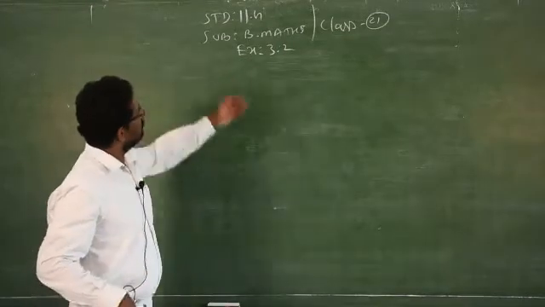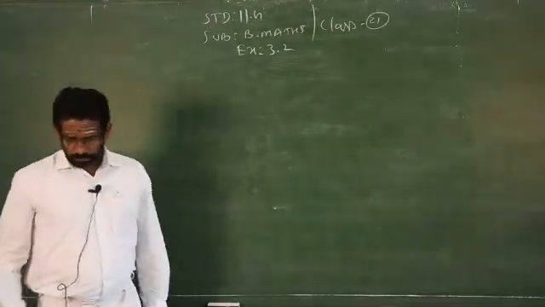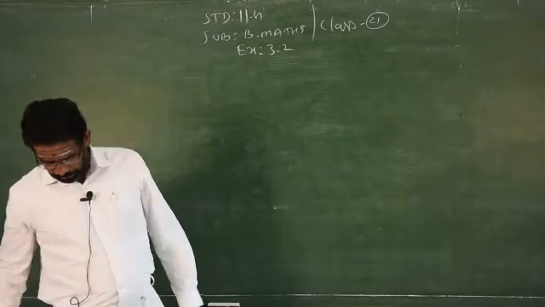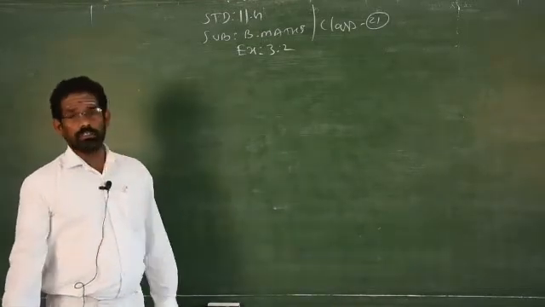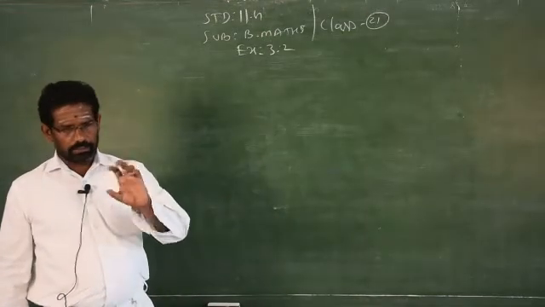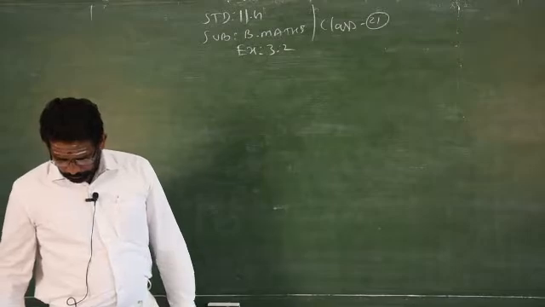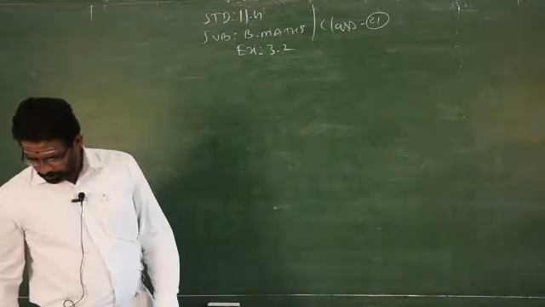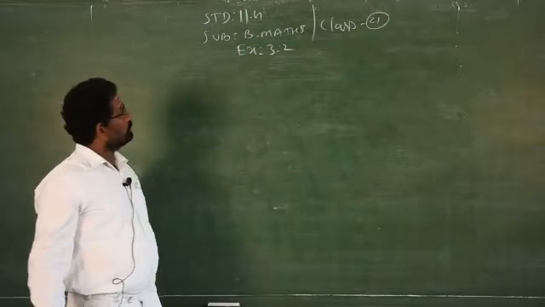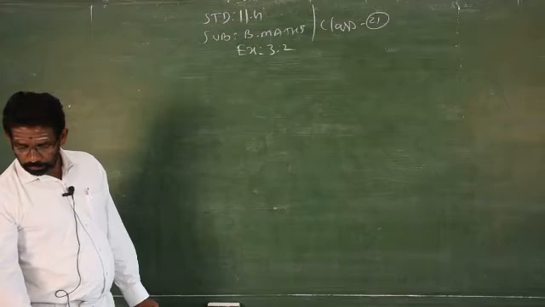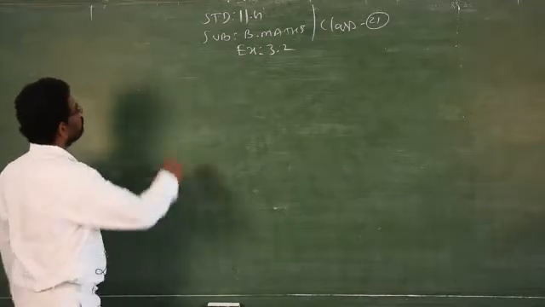Yes, we continue exercise number 3.2. You know the formulas for finding the angle between straight lines, the distance of a point from a given line, and the perpendicular distance from the origin. Those three formulas you have to memorize. Clear? Based on those three formulas, we are now going to do sum number 1.